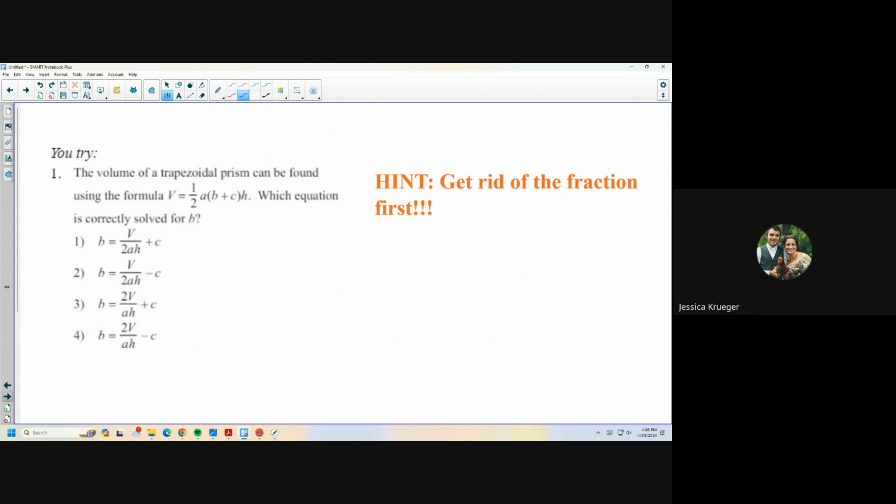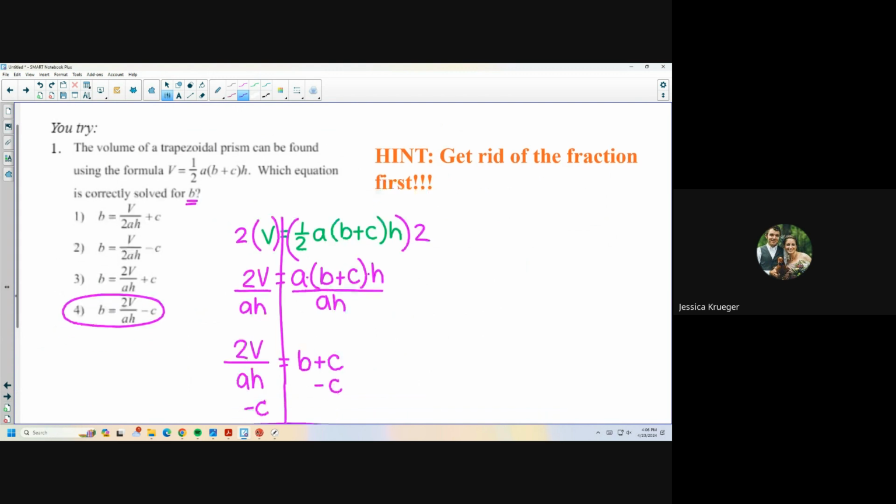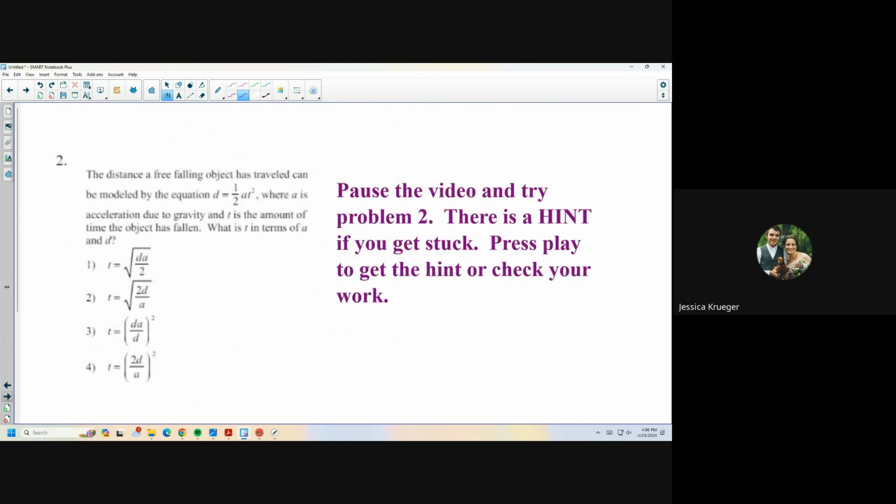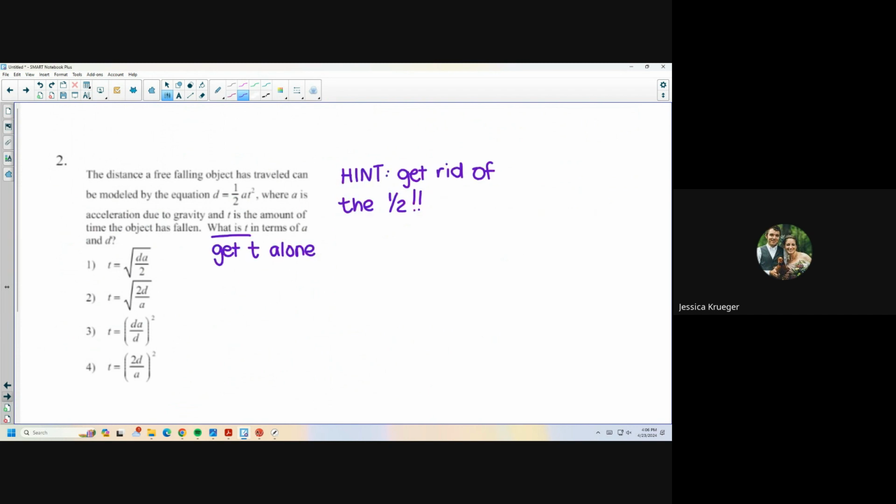Here comes the solution. Again, the last video in this playlist will walk you step by step through how to solve this. Feel free to pause the video and take a closer look at the solution if you need. Here's problem number 2. Go ahead and pause the video. There is a hint if you get stuck. Here's your hint. Here's your solution.